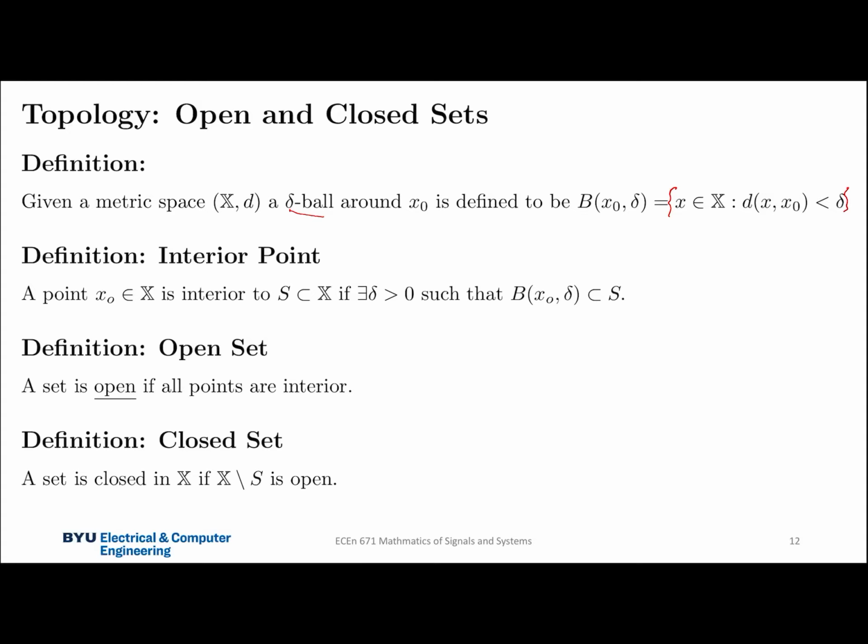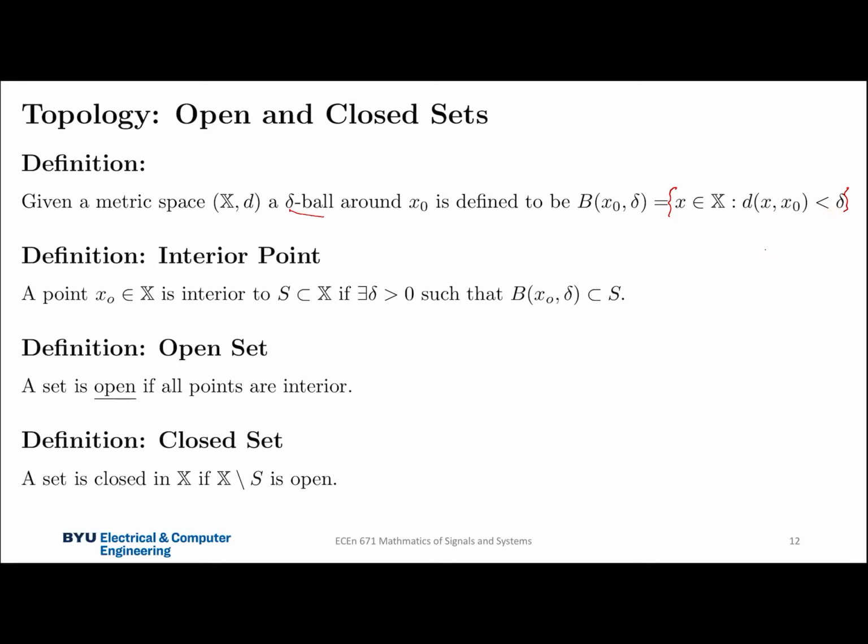I have a typo here. So it's this set B(x naught, delta) is going to be the set of all little x's in our bigger space such that the metric, the distance between x and x naught, is less than delta.